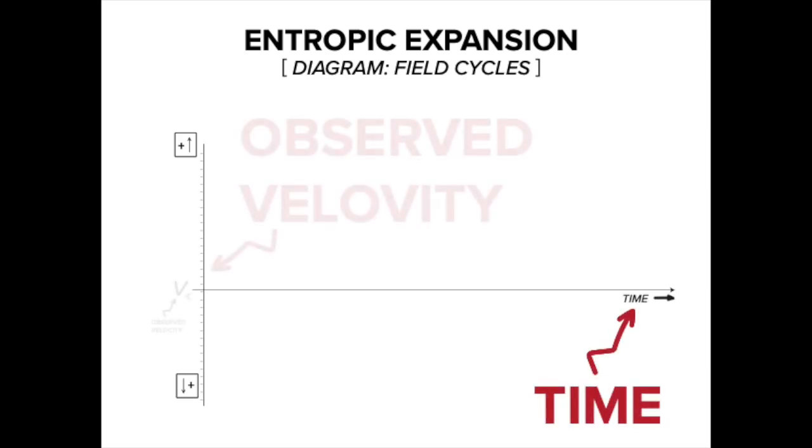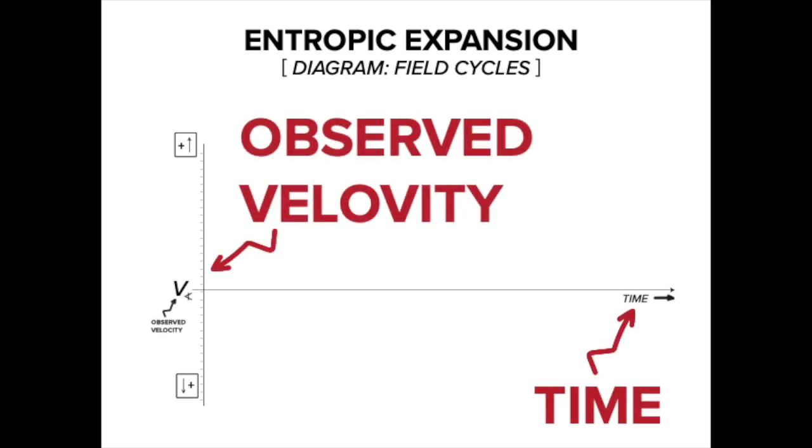Let's construct a diagram to represent the first field cycle we have produced. The structure of this diagram may appear unproductive or confusing, however, we will find the method invaluable when analyzing other field cycles. We will prescribe the horizontal axis as time and the vertical axis as observed velocity.